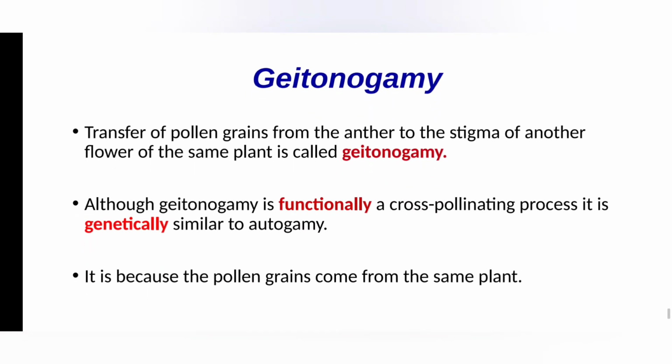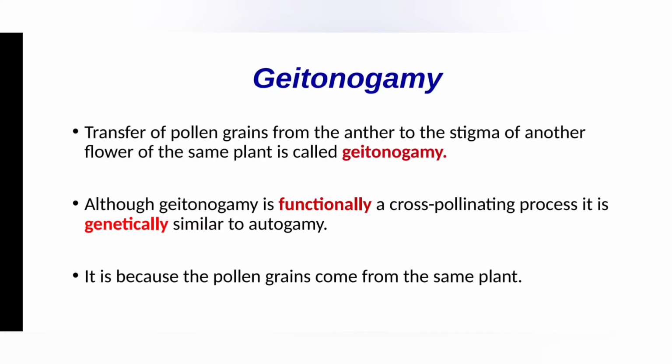Then comes geitonogamy. Transfer of pollen grains from the anther to the stigma of another flower of the same plant is called geitonogamy. Although geitonogamy is functionally a cross-pollinating process, it is genetically similar to autogamy. Hope you have got it. So why is it said so? Functionally it is a cross-pollinating process because the pollen grain comes from a different flower.